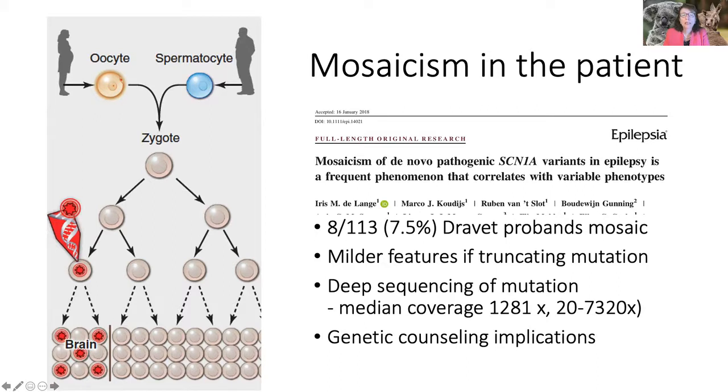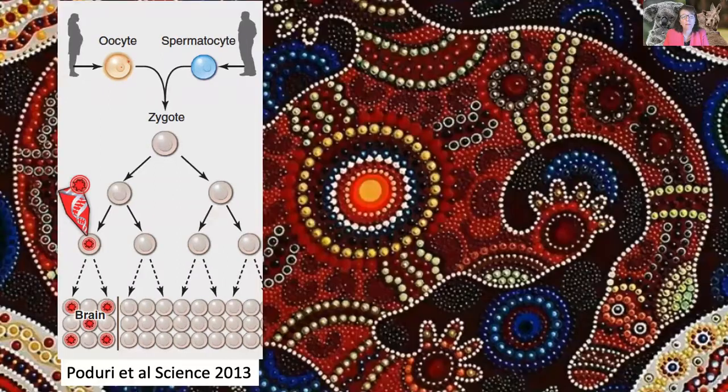In order to do this study, you need to cover the mutation at very high levels. And you can see in one individual, they even did it more than 7,000 times. This finding is important for the patient, the proband, but it's also really important for their parents, because if the mutation is new in the proband, then the parents do not carry it, and it gives them a much lower risk of having a second affected child, which in lots of ways is everyone's worst nightmare.